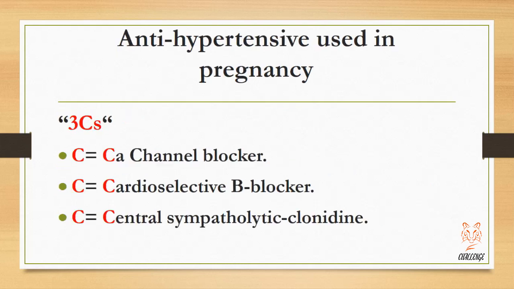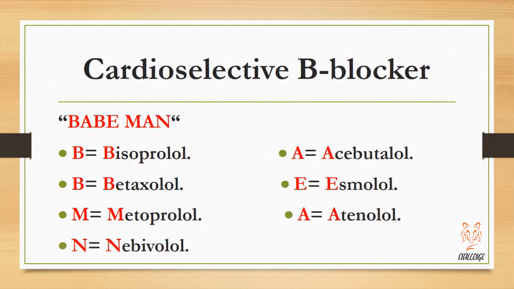The third mnemonic is for drugs that can be used in pregnancy. Our mnemonic is 3 C's. So, the first C stands for calcium channel blocker. The second C stands for cardioselective beta blocker. I'm gonna show you the mnemonic of these drugs in the next slide. The third C stands for central sympatholytic, which is clonidine. Also, I'm gonna mention centrally acting antihypertensives later on. The mnemonic for cardioselective beta blockers is baby man.